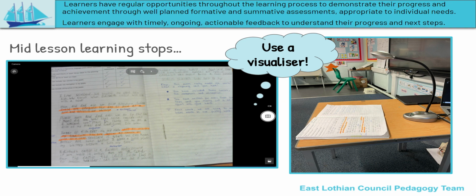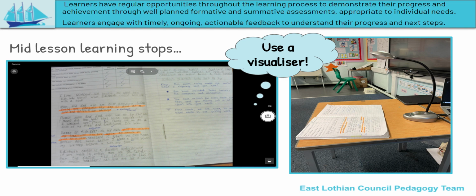Having a mid-lesson learning stop and sharing learning under a visualiser is a brilliant way of sharing successful learning and identifying what next. A mid-lesson stop enables learners to check they are on track. It enables everyone to come together to share thoughts or ideas about a piece of work. As the teacher, you can ask, "What do we like about this piece of work and why?" before moving on to improvements.